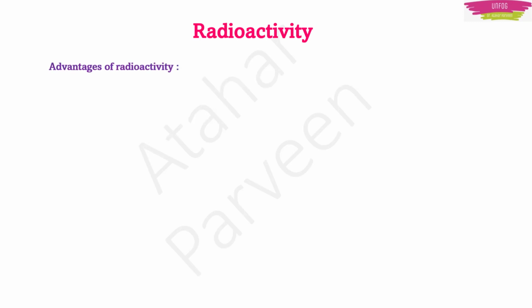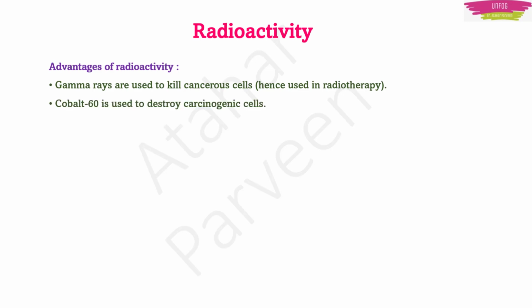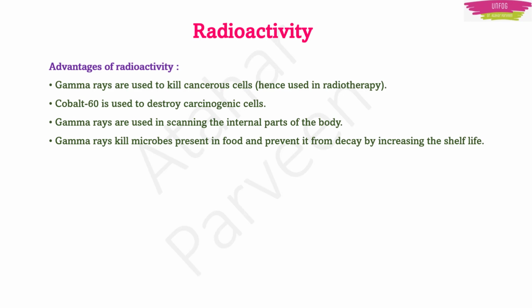Now if I talk about the advantages of radioactivity, gamma rays are used to kill cancerous cells. That's why they are used in radiotherapy also. Then cobalt-60, this is also a radioactive element. It is used to destroy carcinogenic, means cancerous, cells. And then gamma rays are used in scanning the internal parts of the body. And gamma rays are used in killing microbes present in food, so that food is prevented from spoiling. It can increase the shelf life of that food.